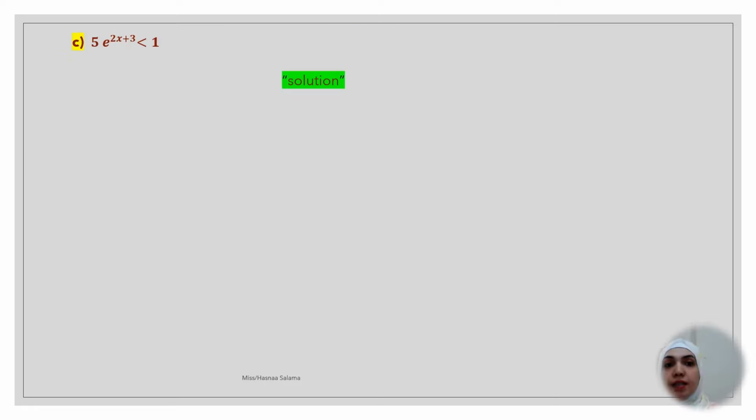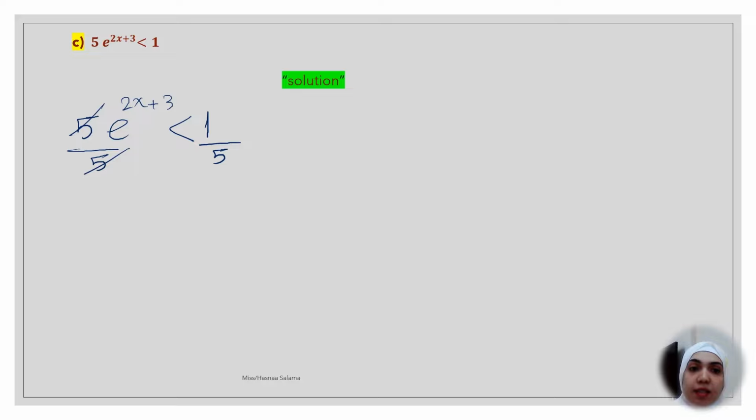Okay. Letter C: 5e^(2x+3) < 1. Solution. Here I have 5e^(2x+3) less than 1. I can divide by 5 because I need the e by itself, or the ln by itself if we have a ln. Both cancel, so the e^(2x+3) is less than 1/5.